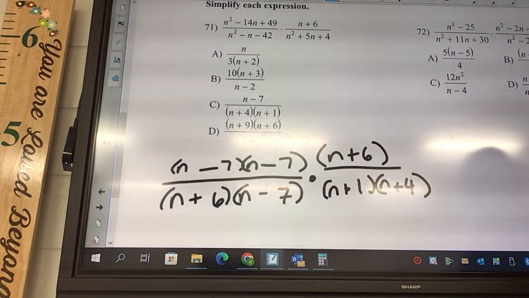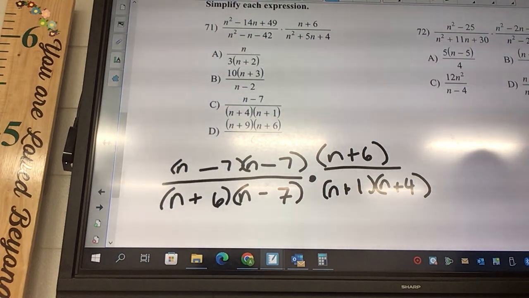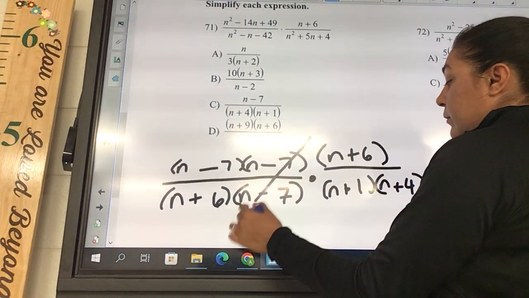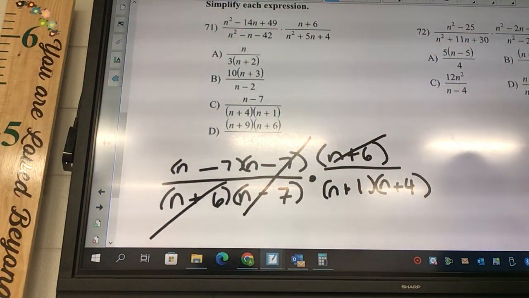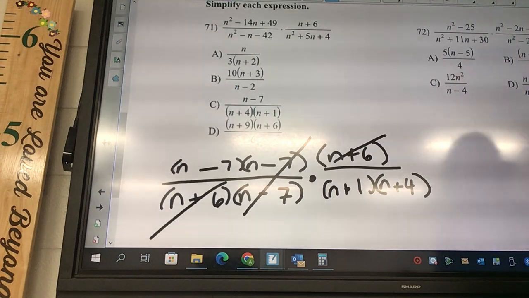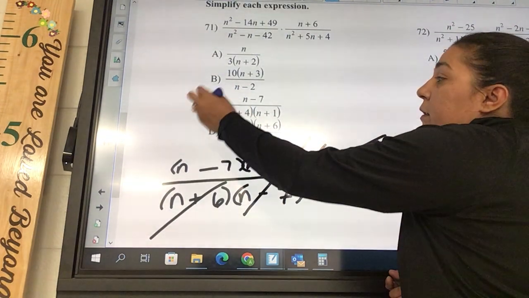Okay, so what can cross out? The n minus 7. Okay, so what do we got left on top? N minus 7. So what answer choice is that? C. That's the only one that has it left.